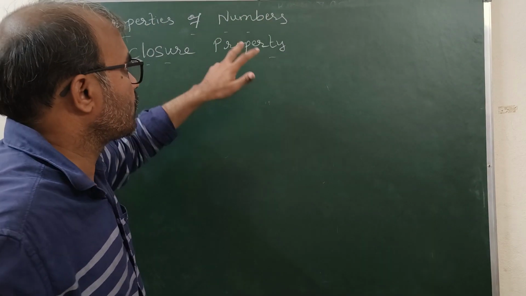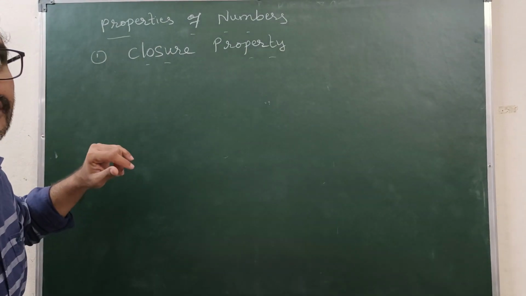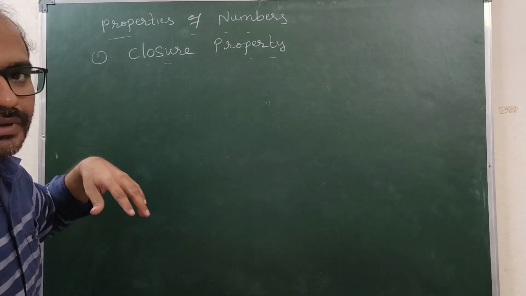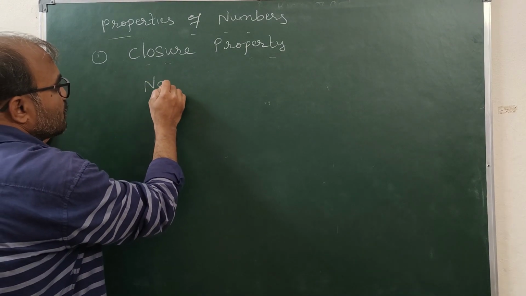Let us learn now properties of numbers. One of the properties is closure property. So to understand the closure property, let us go first of all with natural numbers.